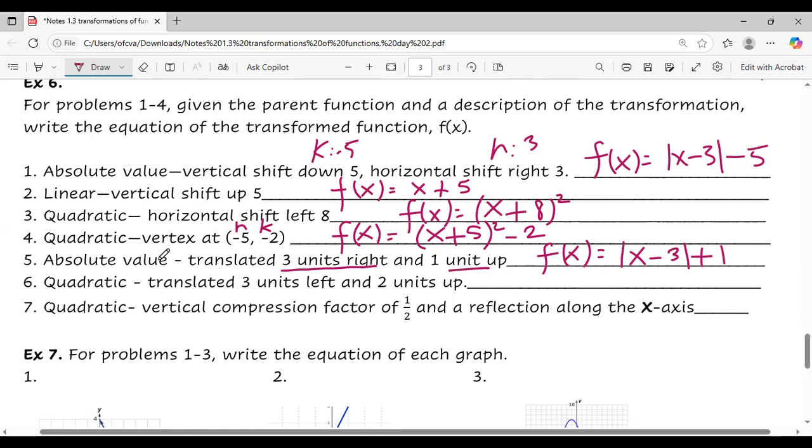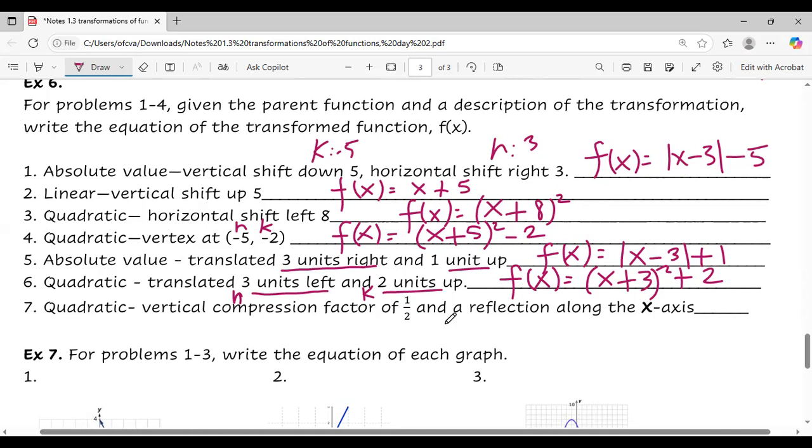Quadratic again, so squared. Translated 3 units left, that's an h value. 2 units up, that's your k value. So if you need to label these things, this is h, this is k. H will move your graph left and right. K will move your graph up or down. So f of x, and remember that it's quadratic. X, 3 units left is a -3, so you're writing the equation x minus a -3. That's a plus 3, squared, because it's quadratic. And then 2 units up is plus 2. And the last one here, quadratic, vertical compression factor of half.